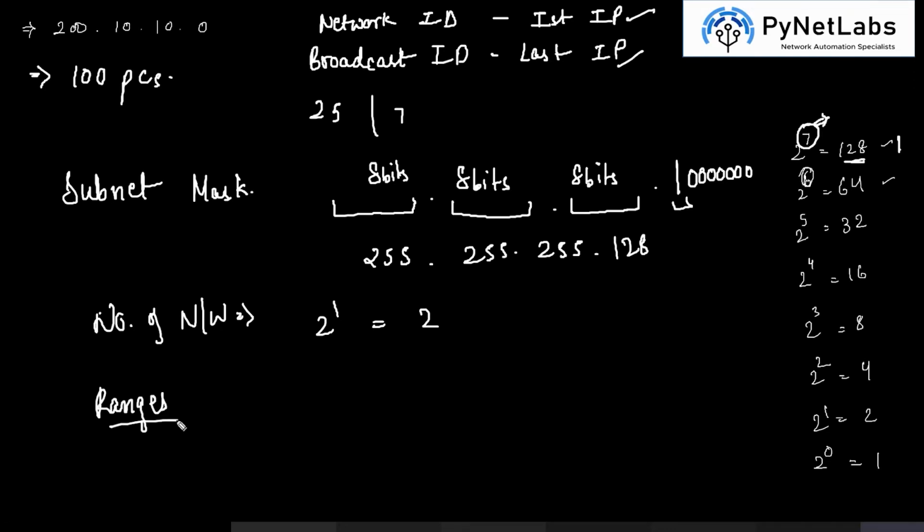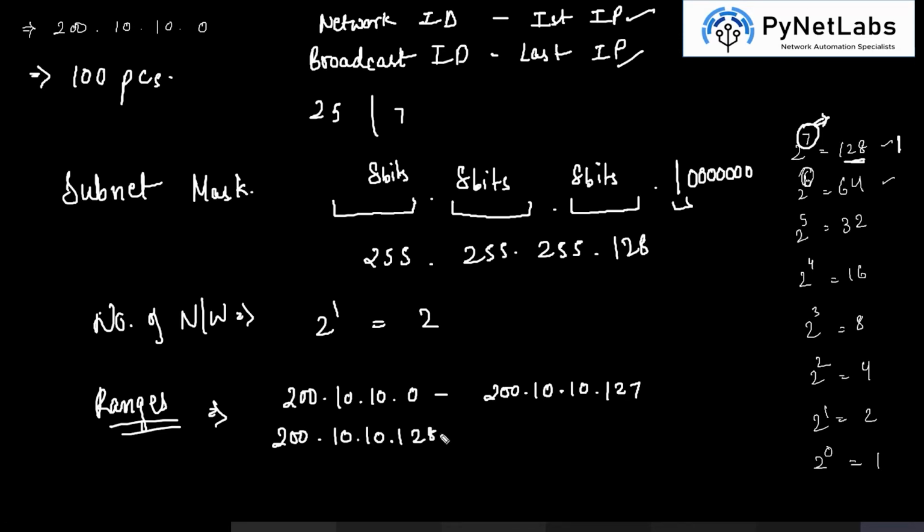Now let's look at the ranges which are there. The ranges will be from 200.10.10.0 to 200.10.10.127. Then after that, 200.10.10.128 till 200.10.10.255. So these are the 2 ranges which you can use for distributing the IP address to 100 PCs. And only in this case would the least wastage be there.